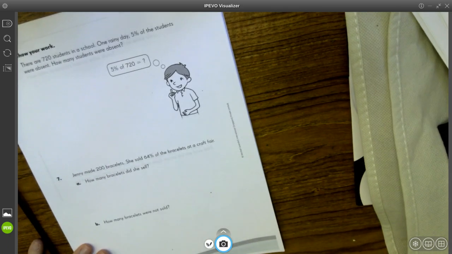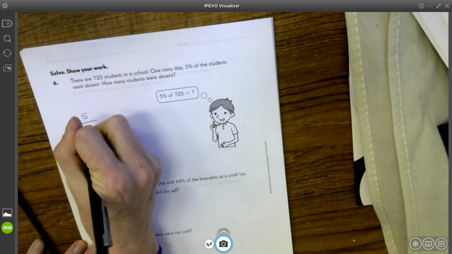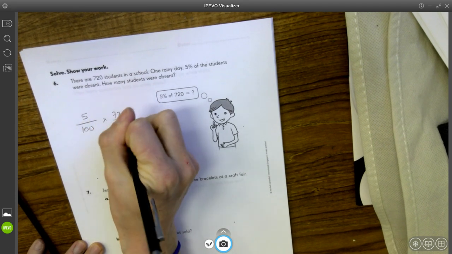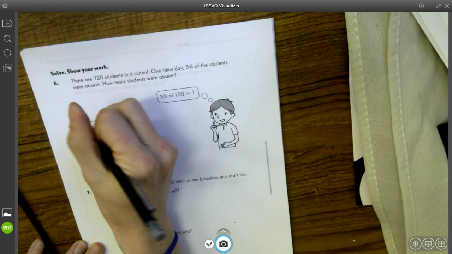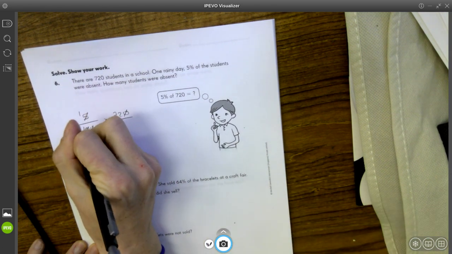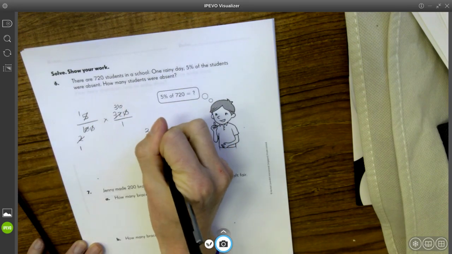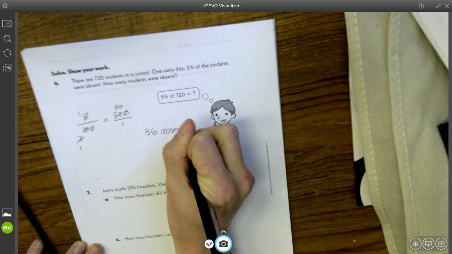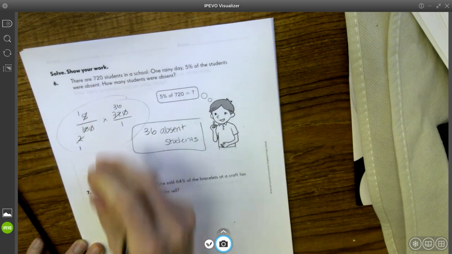All right, there are 720 students in a school. On a rainy day, 5% of the students are absent. How many students are absent? 5 out of 100 times 720 over 1, divided by 100, divided by 100. Oh, we already did 75. All right, divided by 5, divided by 5, 1, 72 divided by 2, divided by 2, 36. 36 students absent. The key here is simplifying those fractions.